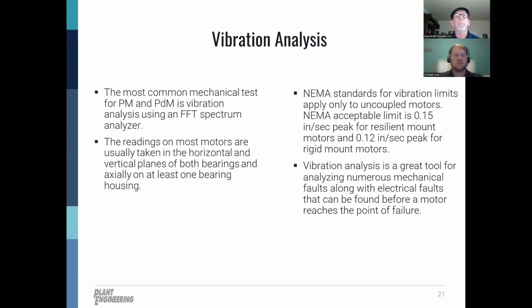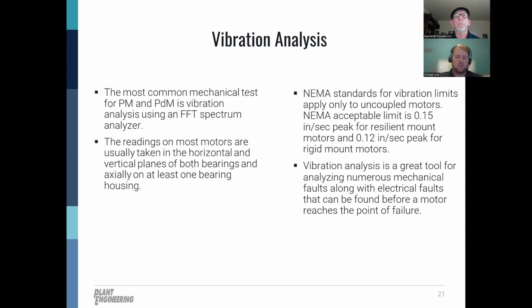For instance, the NEMA acceptable limit for resilient mount motors is 0.15 inches per second peak. And then for rigid mount motors, it's slightly less, 0.12 inches per second peak. And again, this is for uncoupled motors. The limit on the resilient mount motors is a little bit higher based on the movement allowed by the isolator, like rubber or something during the mounting. And normally that resilient mount is seen typically on smaller motors, maybe fan or blower applications.